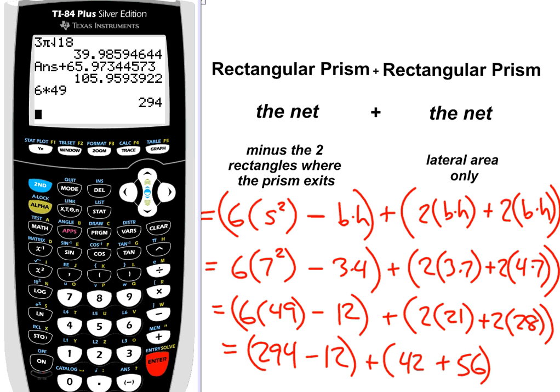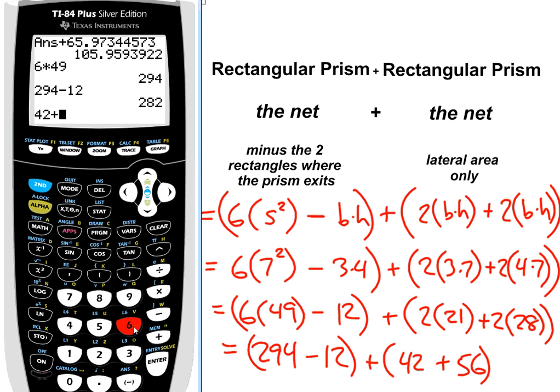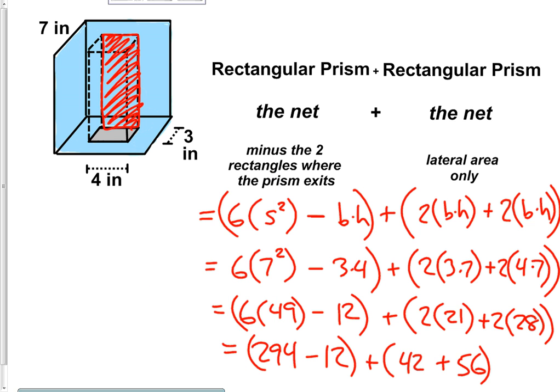Now we're all the way down to addition and subtraction. On the left, we have 294, take away 12. On the right, we have 42 and 56. And then those two values are supposed to be added together. And unless I've typoed anything along the way, it looks like our surface area is 338, and we're talking square inches.